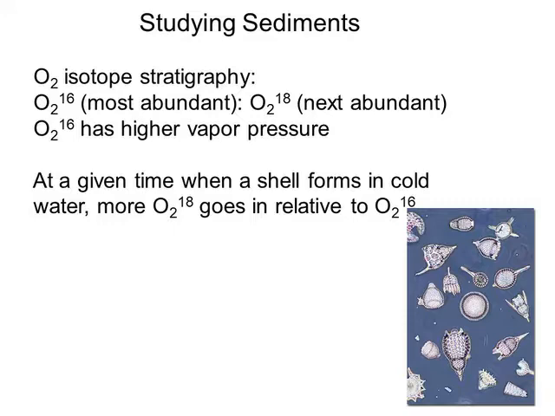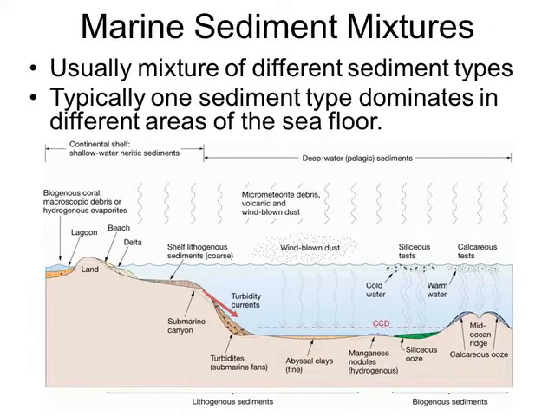All right, so now here's just an overview of the different sediment types and where they come from. So you can see the continental shelf area. You have your lithogenic sediment. You can also have in that lagoon there, hydrogenic sediment, those evaporative salts. You can get biogenous from the coral. You can get microscopic space debris.